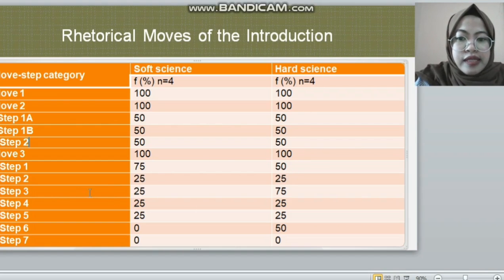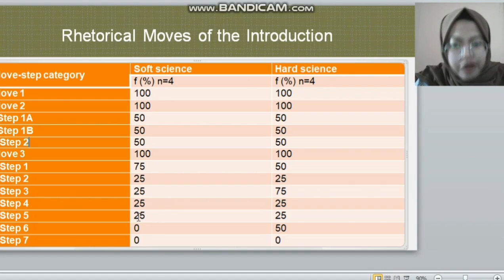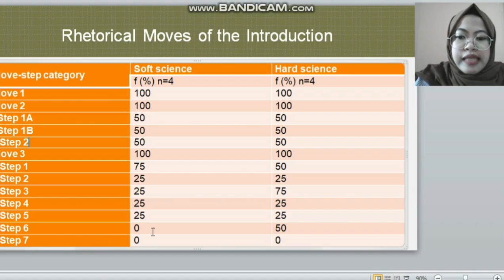And then for step 3 in move 3, the soft science only contains 25%, and for the hard science it's higher, 75%. And then for step 4 and step 5, both soft science and hard science introductions contain 25% of the moves. And then for steps 6 and 7, in soft science there is none, so it's 0. And for the hard science, step 6 is 50%, but step 7 is 0 too.